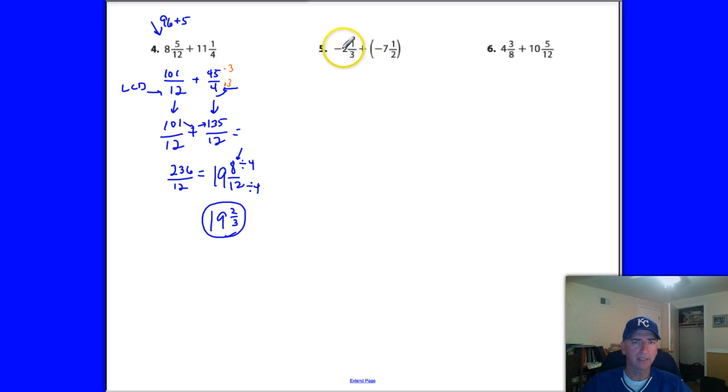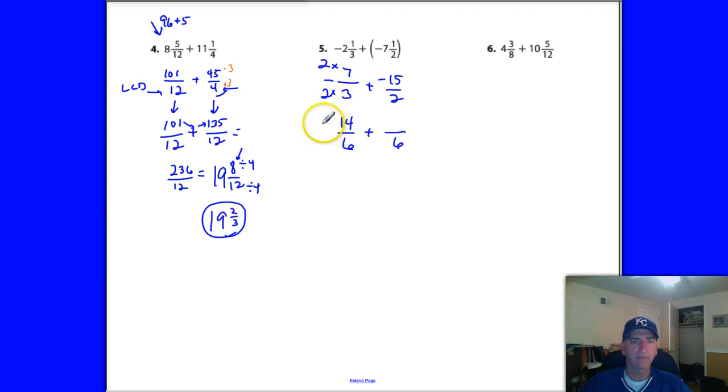We've got to change this to mixed. Okay, 2 times 3 plus 1 is 7 thirds. Keep it negative. Plus 7 times 2 is 14 plus 1 is 15 over 2. All right, we've got 2 here. We've got 3 here. So the least common denominator is going to be 6. You can find that on the table, or hopefully by now you can see that 6 is the first number they will both go into. And then we have to multiply this by 2 over 2. So that gives me 14/6 here.